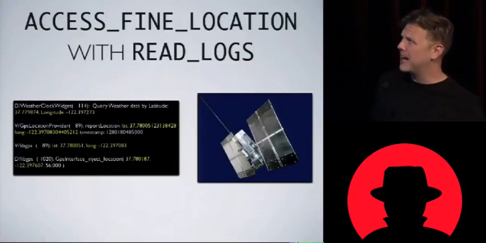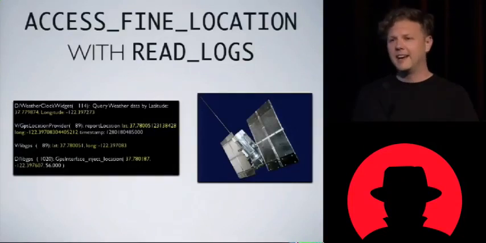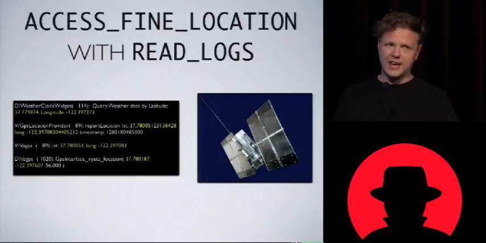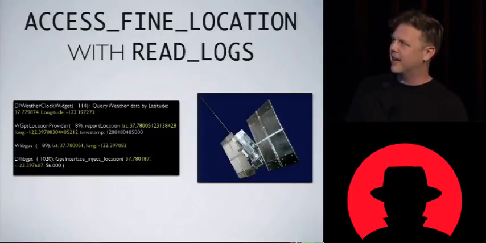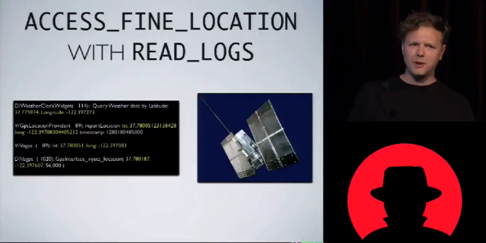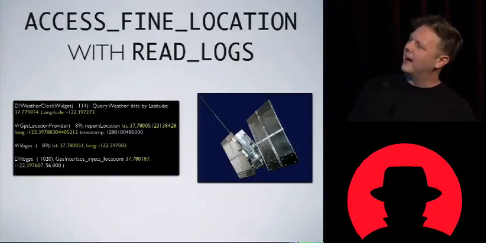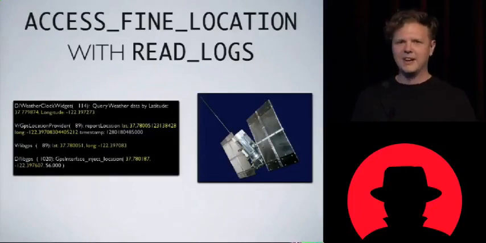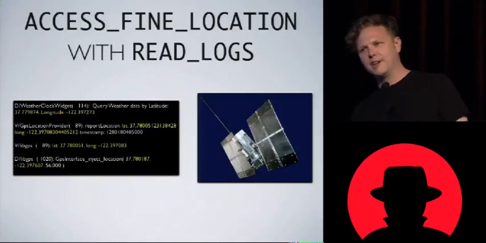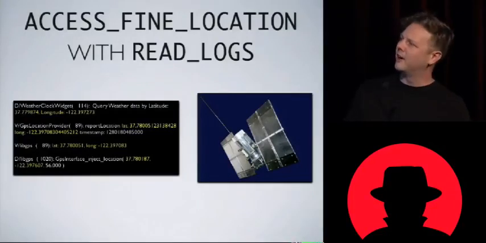But we can actually do better than that because, as it turns out, why settle for coarse location? We can actually get fine location. Again, these things vary from handset to handset, but we found a number of trace pieces of data that you can use here. That same clock and weather widget that I was talking about actually logs full-on GPS data on a lot of devices.